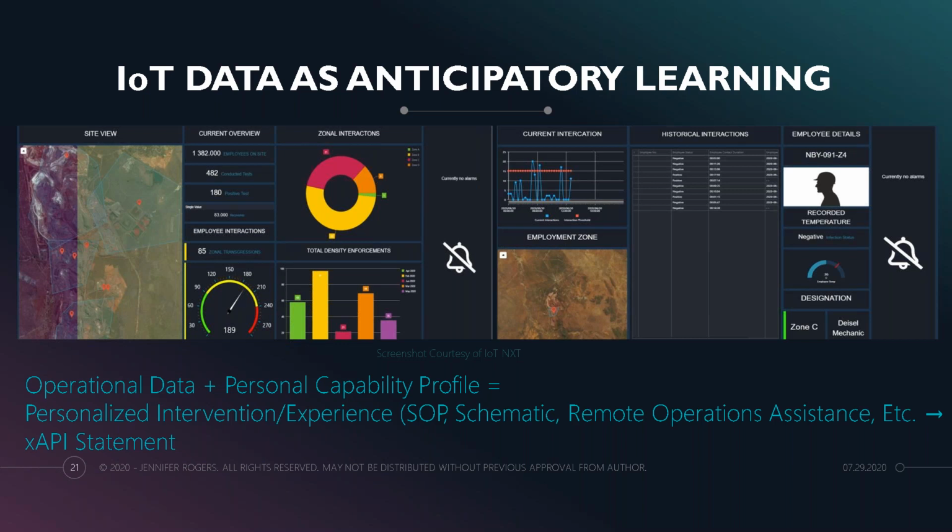The sweet spot of this, and this is where ARLEM is so great, is where we can actually take operational data, once again showing us that things are trending out of limits perhaps, and combine that with a personal capability profile of an individual to actually deliver through AR a personalized intervention or experience, whether that's an SOP, schematic, remote operations assistance, whatever they need, that really resolves the operational context. It changes the parameters through the behavior of that person, and their behavior is that xAPI statement that we're tracking.